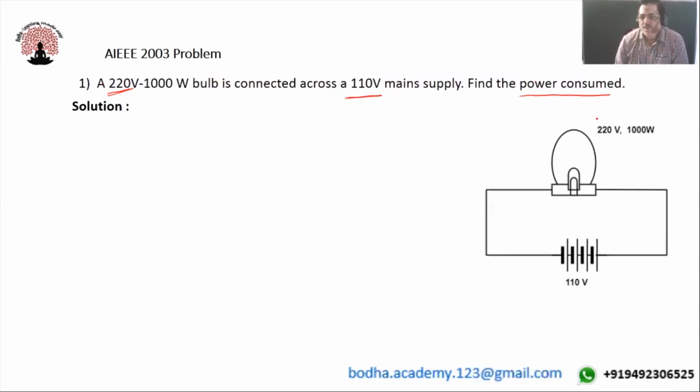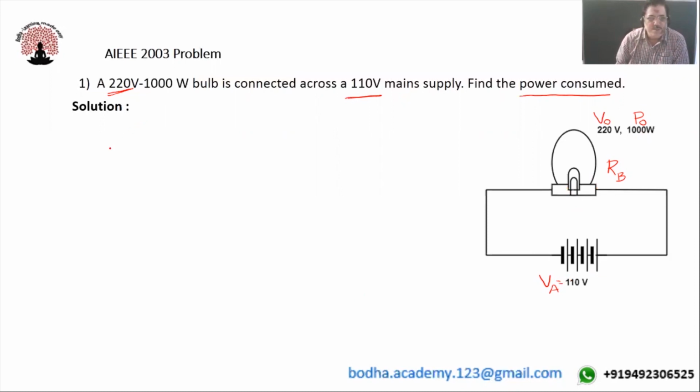So voltage of the bulb, I'll denote it as V0, which is equal to 220 volts. Power of the bulb, I'll denote as P0, which is equal to 1000 watt. Resistance of the bulb, I'll denote as RB. Applied voltage, let me denote as VA, is equal to 110 volt.